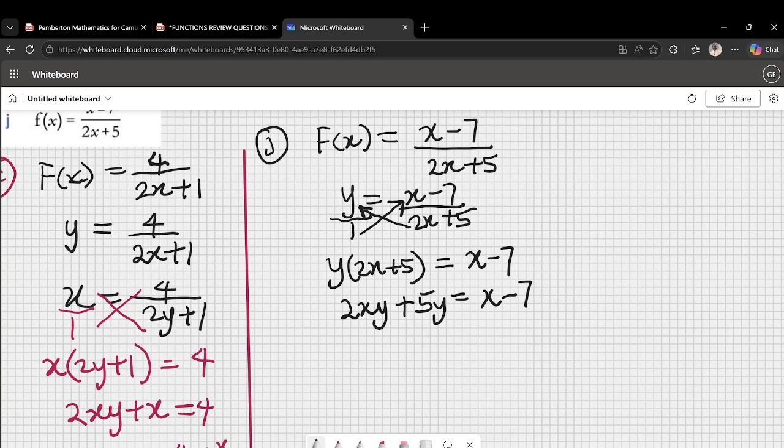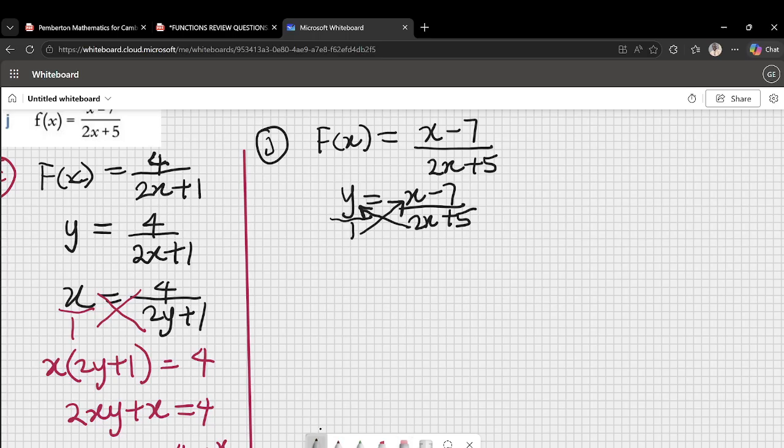Okay, what we're supposed to have done here, you can see there's a mistake we made. We're supposed to swap the variables. We didn't swap the variables, so we need to swap the variables before we cross multiply. So first thing first, we are going to swap the variables. So this will give us x equal to y minus 7 over 2y plus 5. Please, we shouldn't forget that step.